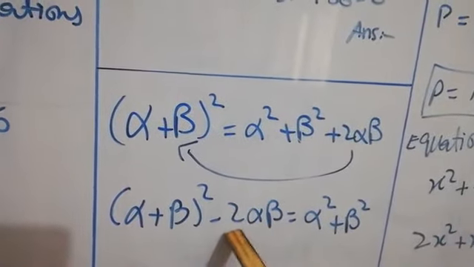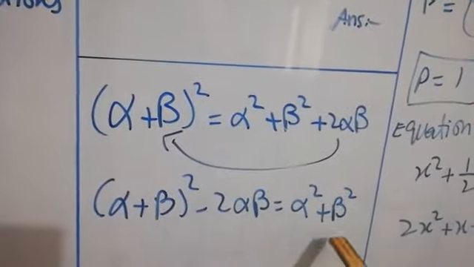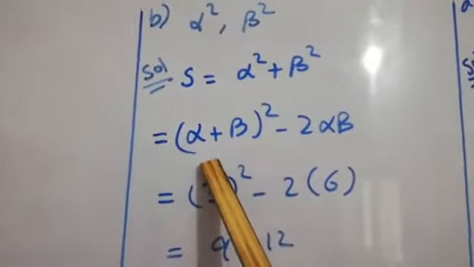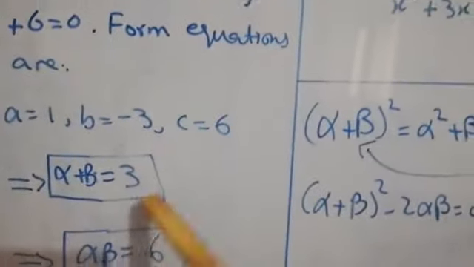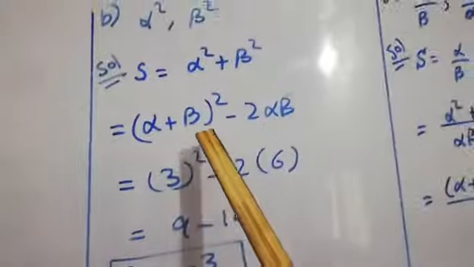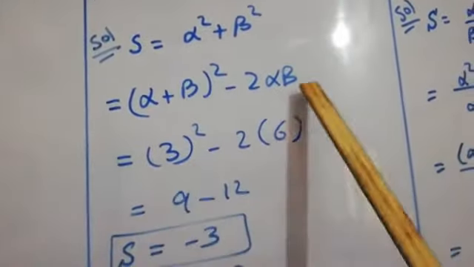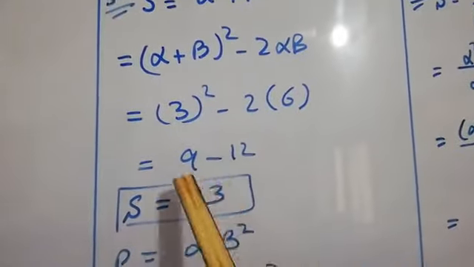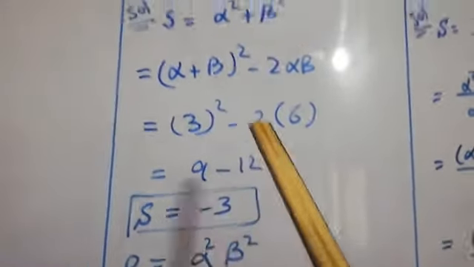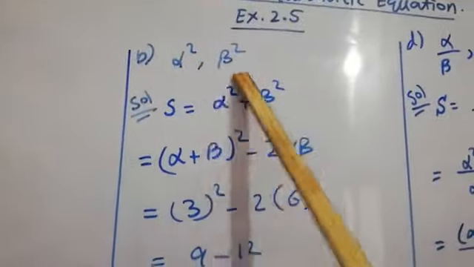So we will put this value, alpha plus beta whole square minus 2 alpha beta, in place of alpha square plus beta square here. Now we have the values of alpha plus beta is 3 and alpha beta is 6. So we put the values: 3 square equals 9, 2 sixes are 12, 9 minus 12 equals minus 3.